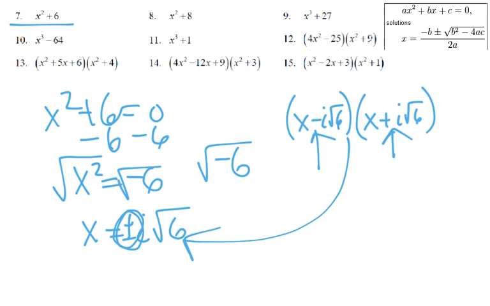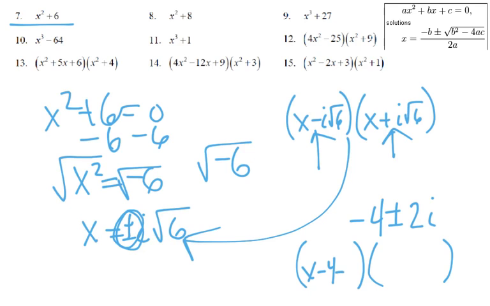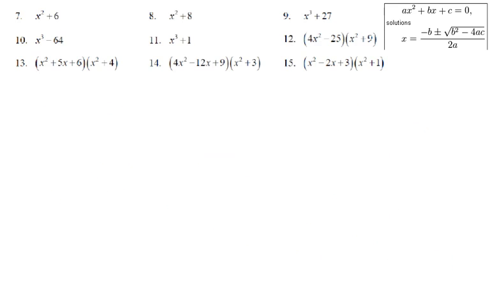So for all those problems where we had something like negative 4 plus or minus 2i, if you wanted to turn that into factors, you just go x minus the quantity negative 4 plus 2i, and x minus the quantity negative 4 minus 2i. That's how we would turn it into factors. So that works too, or just finding the roots.